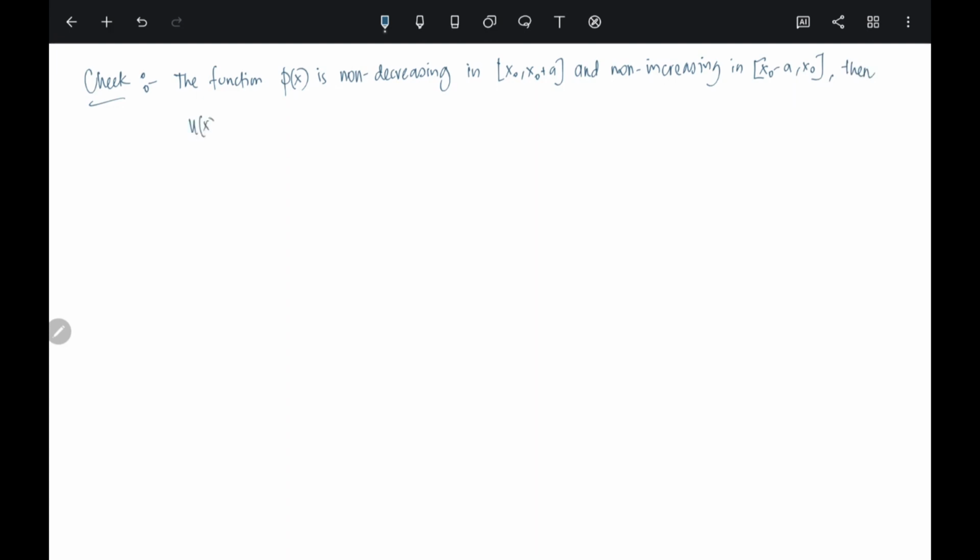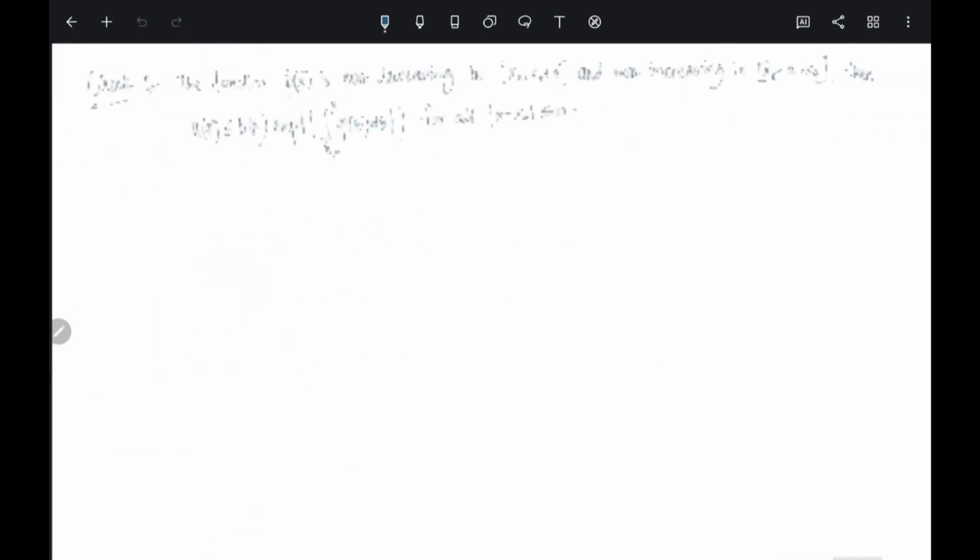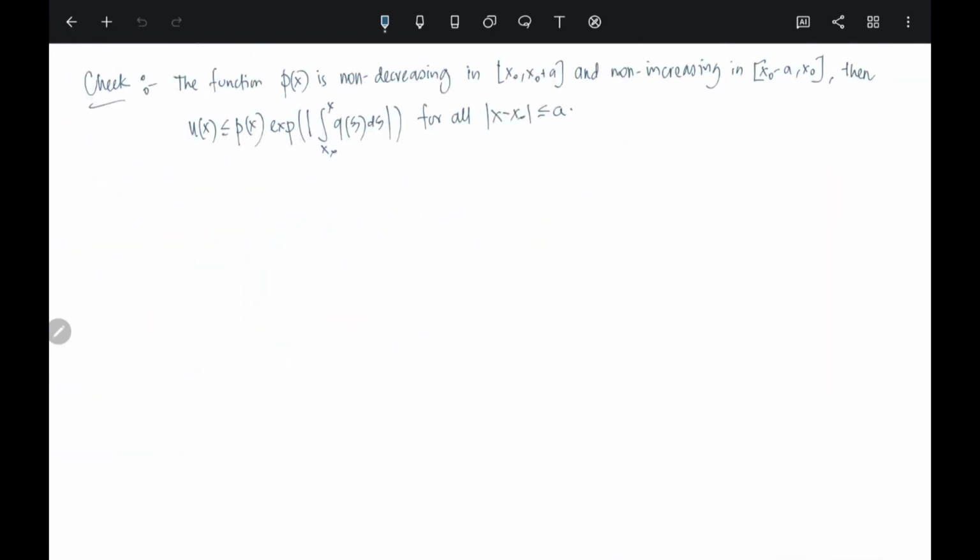Then u of x is dominated by p of x times exponential of the modulus of the integral from x naught to x of q of xi d xi. So this holds for all x with modulus of x minus x naught less than or equal to a. So I want you guys to check this part. Please do this. This is very easy. You have to just use this Gronwall inequality properly, and you will get the result. It's not very difficult. Exactly the same sort of thing. So with this we are going to end this particular lecture.